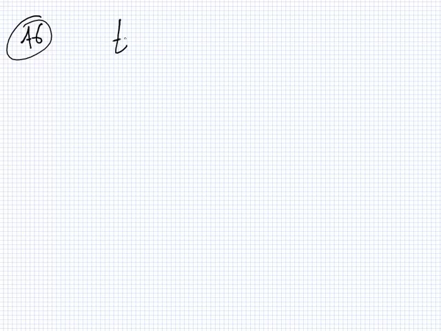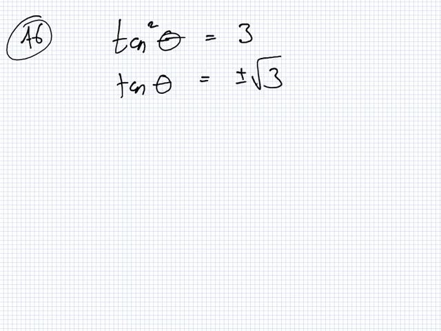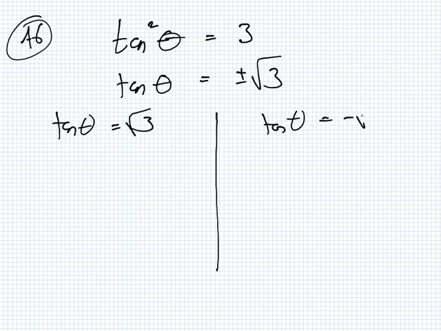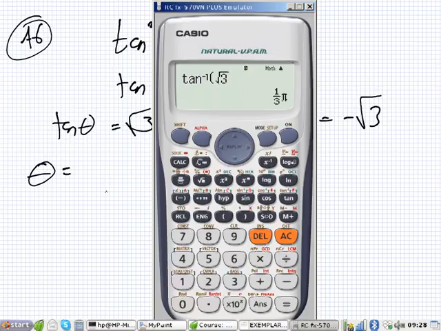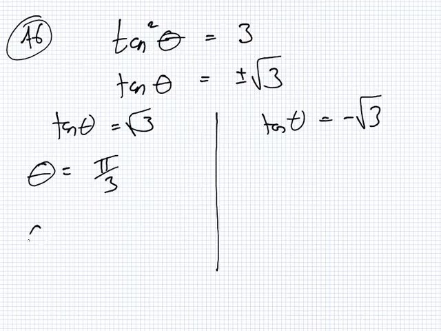You have tan squared theta equals 3. So that means tan theta equals plus or minus root 3, which means you have two answers. Tan theta equals root 3, and tan theta equals minus root 3. So you get two answers here. The first one is pi over 3, and the second one is plus pi, so that's 4 pi over 3.